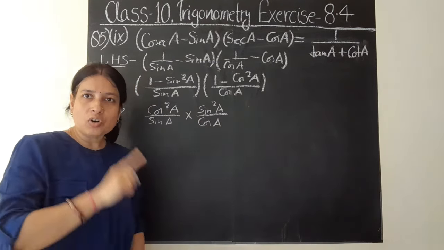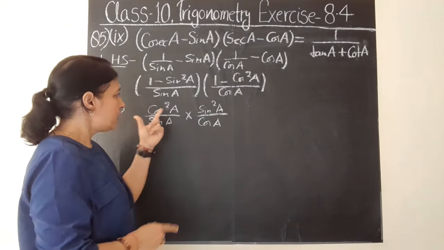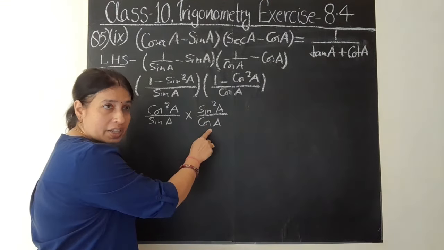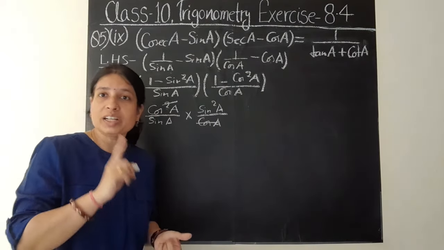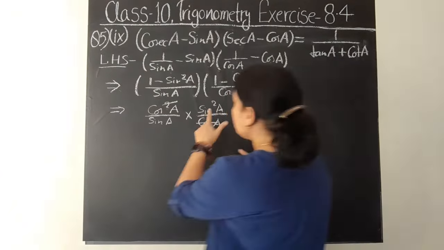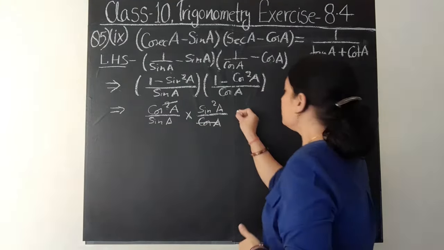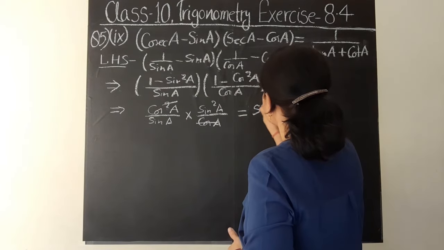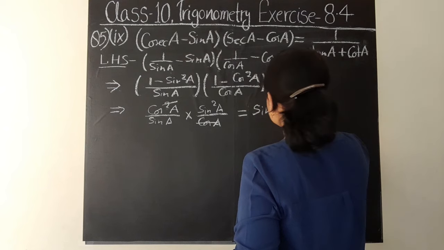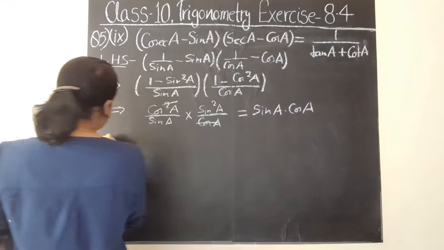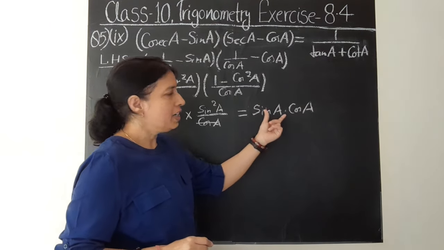Cos square means cos a into cos a, 2 times cos a. Here it is given cos a. So when you divide cos square a by cos a, you will get cos a. And when you divide sin square a by sin a, you will get sin a. So right here it will be sin a into cos a. After that here it is sin a into cos a.